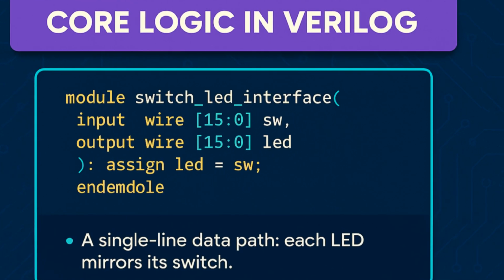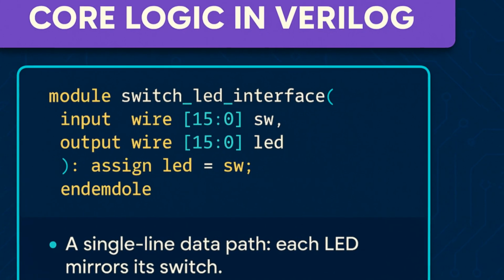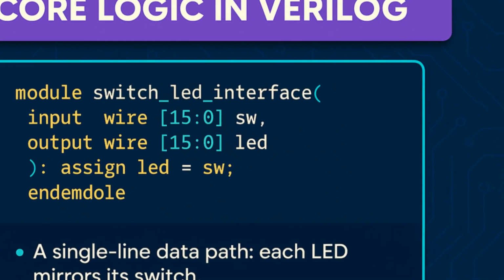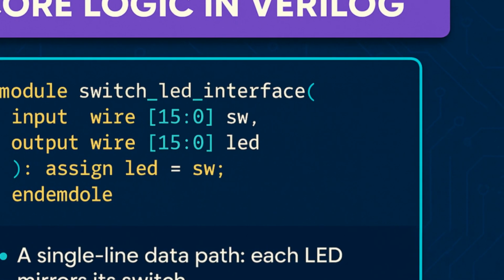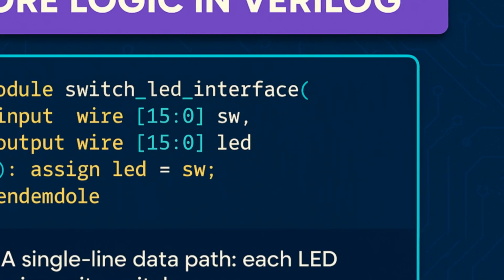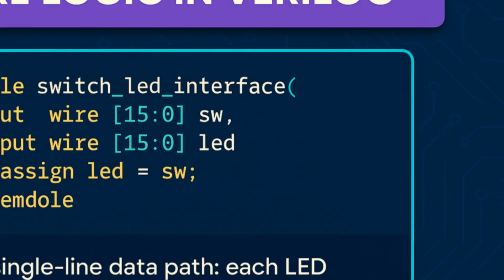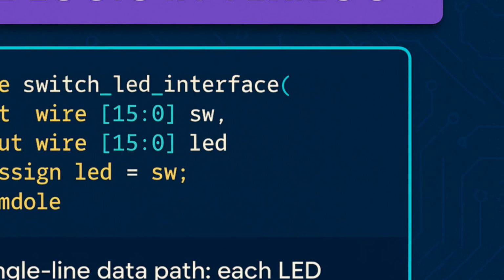We define a module called switch_LED_interface with a 16-bit input bus for the switches and a 16-bit output bus for the LEDs. Inside, there's just one line of code: assign LED = SW. That single assignment ties each LED directly to its matching switch.